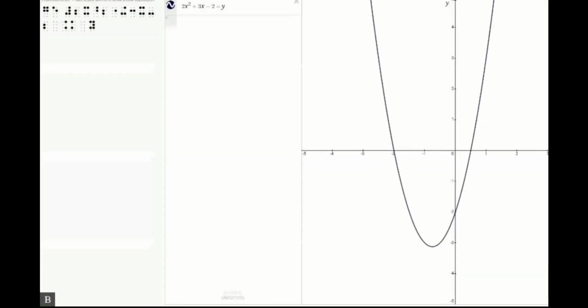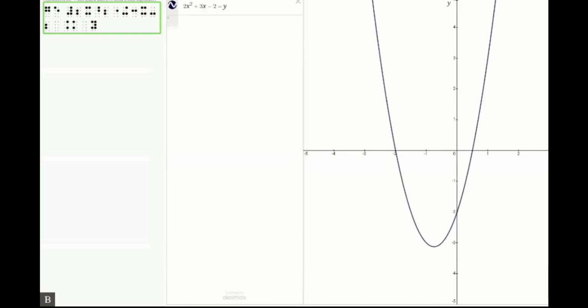5.7, 2.2. So I'm touching in the parabola, and at this point, 1.1, 2.0. As I'm touching these, it's giving me the points of exactly where I've touched. At this point now, what I can do is hit the back button or the left-facing triangle button. And we're back at our expressions list.